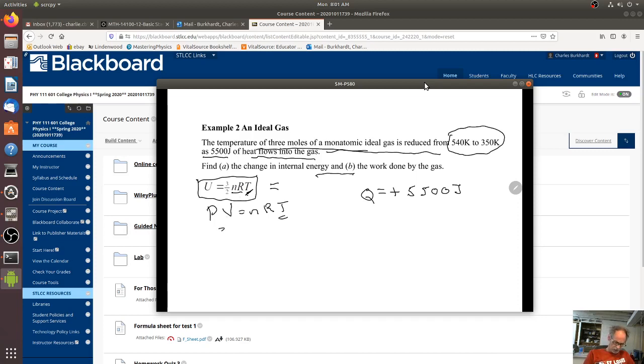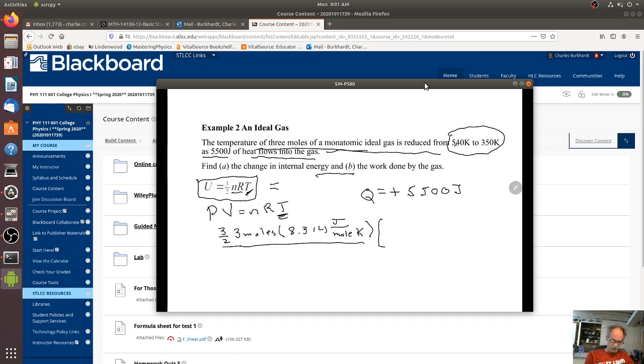So this is 3/2 N, that's 3 moles, R, which is 8.314 joules per mole Kelvin, times, I'm going to take the final temperature and put it here, and the initial temperature and put it there, and all these three things would be the same initially and finally. So I'm just going to have the difference in the temperatures here.